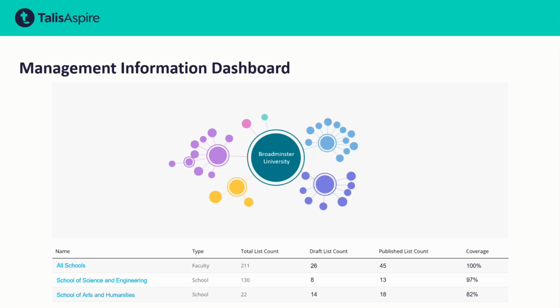And then underneath that dynamic and interactive visualization of what the hierarchy looks like, you'll see a brief summary of the total number of lists associated with those different nodes, the draft lists associated, the published lists, and coverage.